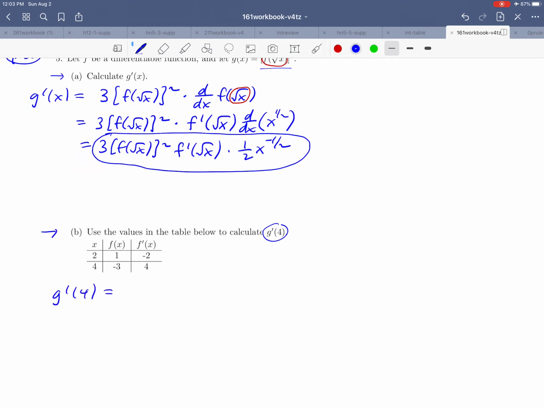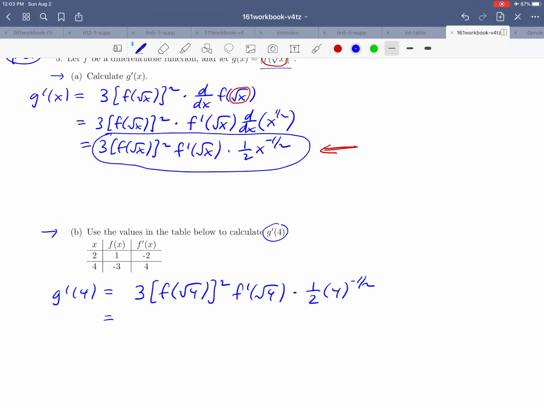Well, that's really just asking us to substitute the number 4 in for x, and we have a formula for g prime of x back up here in part A. So basically what we need to do is to just take x equals 4 and substitute it into that formula. So I'm going to do that. Everywhere we see an x, we're going to put a 4. 4 to the negative 1/2.